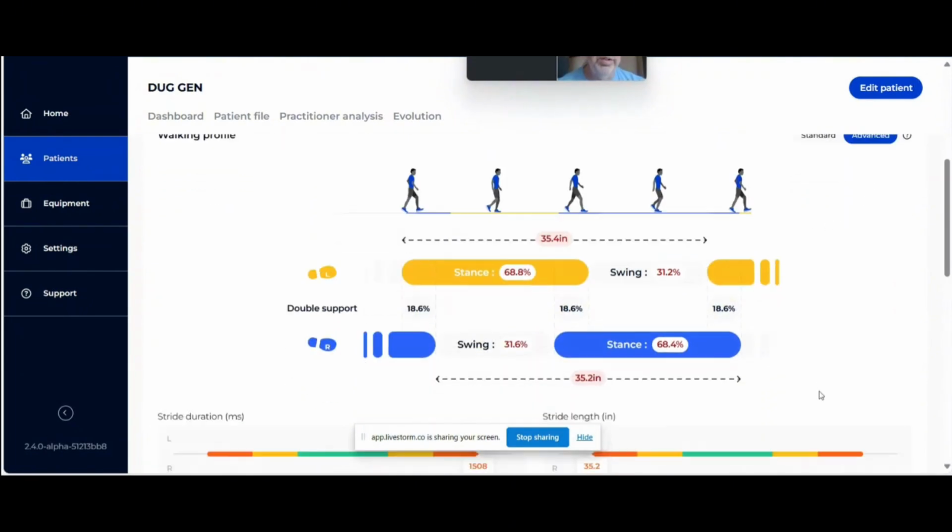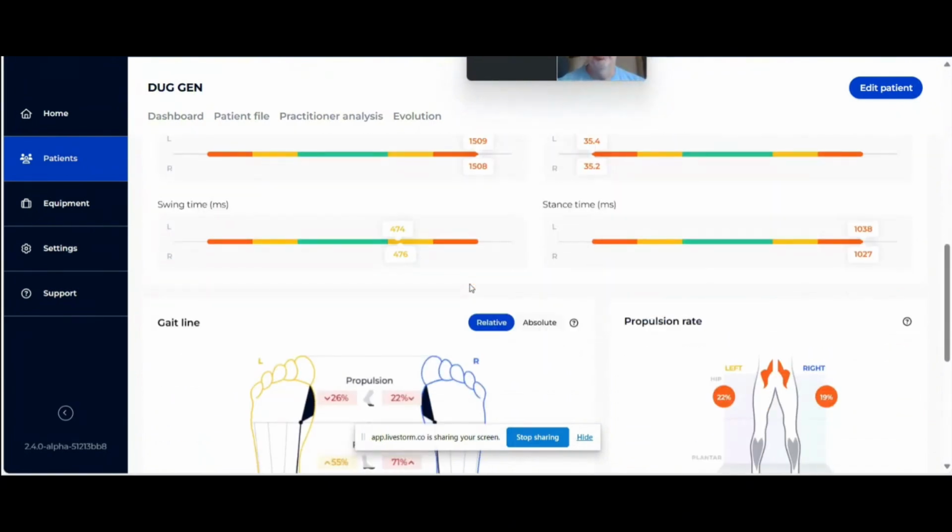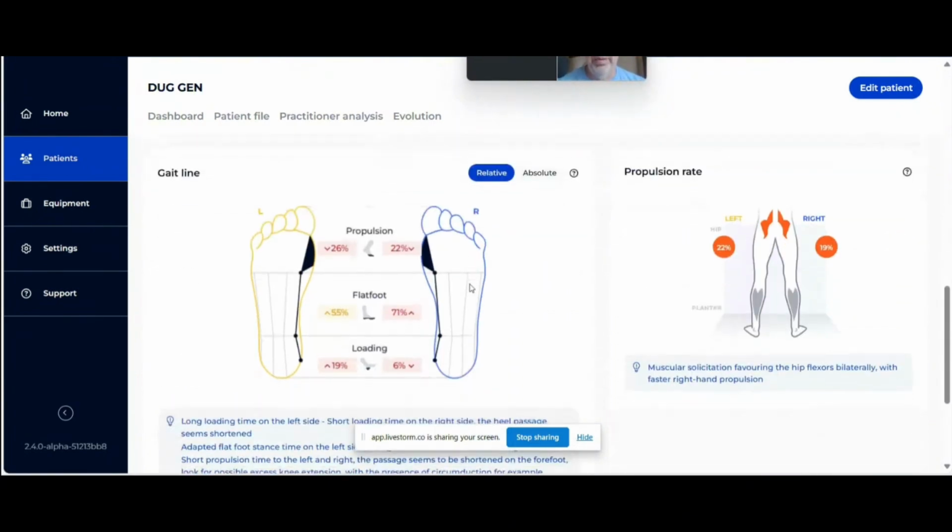So if we look at his advanced profile, as you can imagine, the stride duration is very long relative to a short step length, and his stance time is also overly long. Horrible balance, not very good balance at all. We see that, again, there's a reduction in propulsion, and really he's pronated, with a lot of pressure going on the inside. And what we see over here on the propulsion rate is mostly all hip flexors.